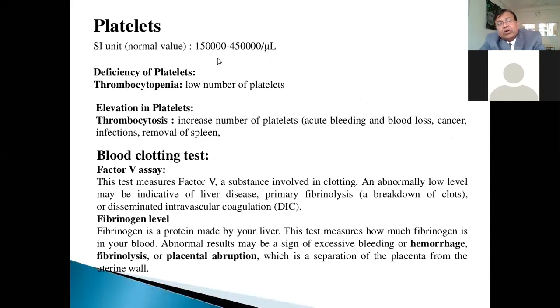Now, platelets: I told you the platelet count suddenly decreases if the patient is suffering from dengue. The deficiency of platelets causes bleeding, and a low number of platelets occurs in the blood. The elevation of platelets is called thrombocytosis, an increase in the number of platelets.